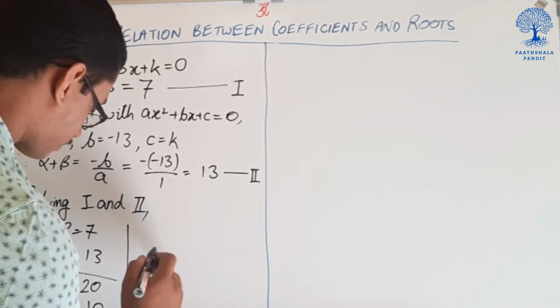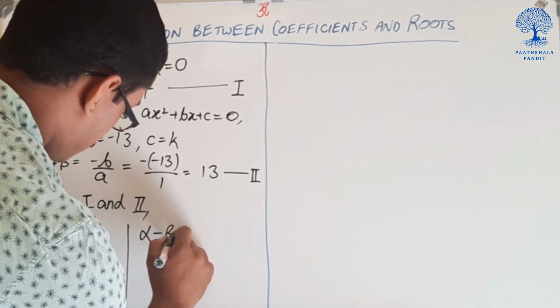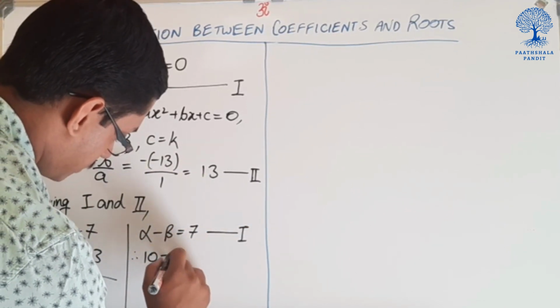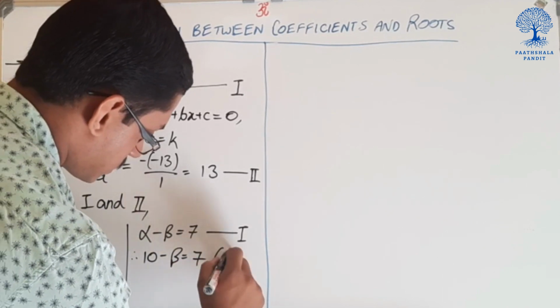Next, alpha minus beta equals 7, which is the first equation. Therefore 10 minus beta equals 7, which is substituted.